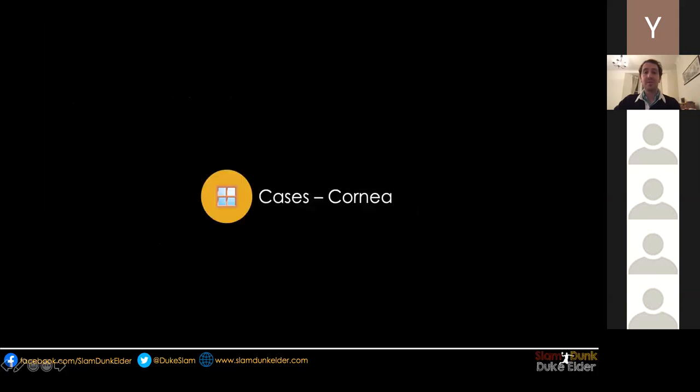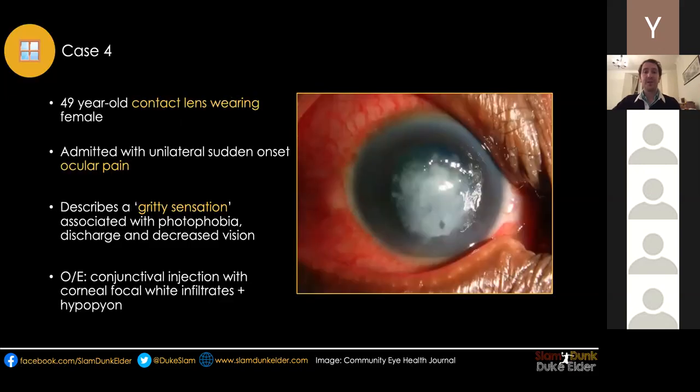Okay. So moving on to the cornea. So another case for you. A 49-year-old who's a contact lens wearer is coming with unilateral sudden onset eye pain, also describing a gritty sensation associated with photophobia, discharge, and decreased vision. So on examination, this is what you see.